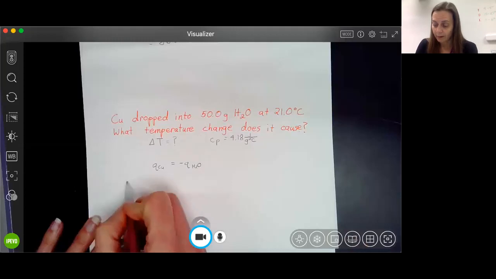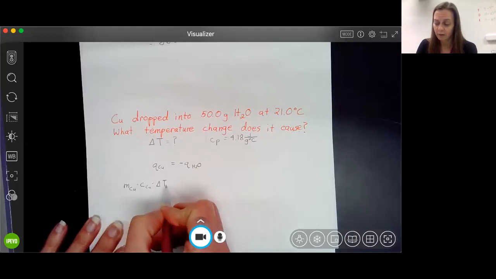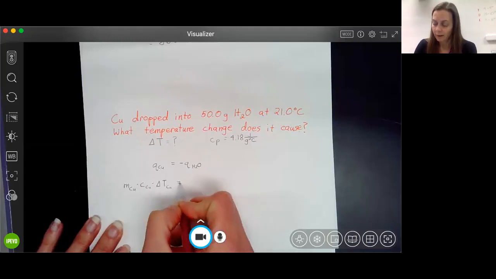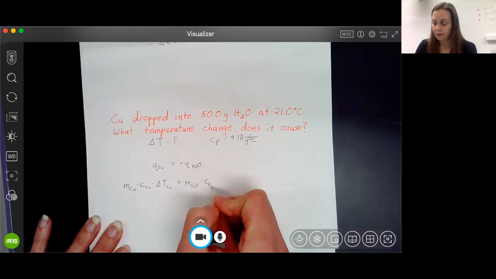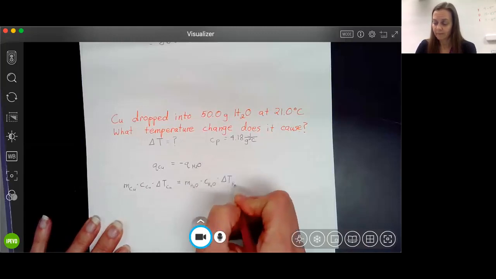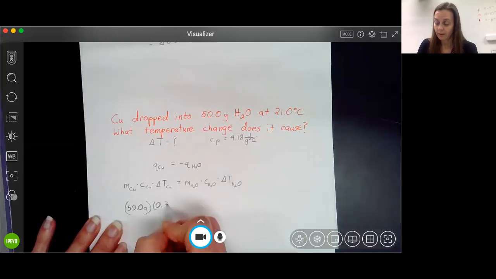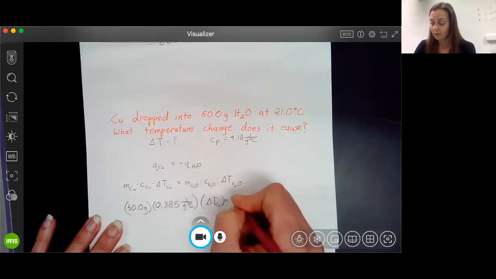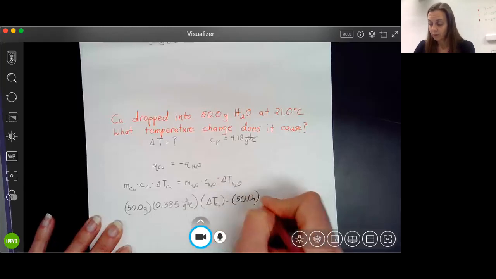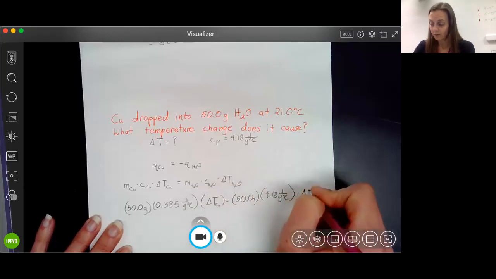So I have the mass of copper times the specific heat of copper times the temperature change of the copper is going to equal the mass of the water times the specific heat of water times the change in temperature of the water. So I have 50.0 grams times 0.385 joules per gram degree Celsius times the temperature change of the copper is equal to 50 grams of water times 4.18 joules per gram degree Celsius times the temperature change of water.